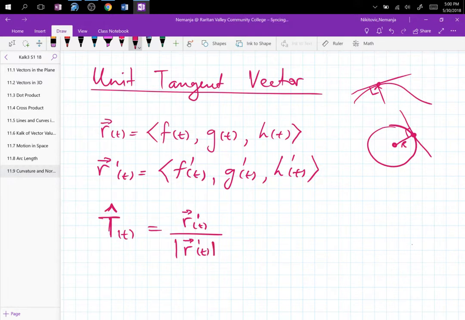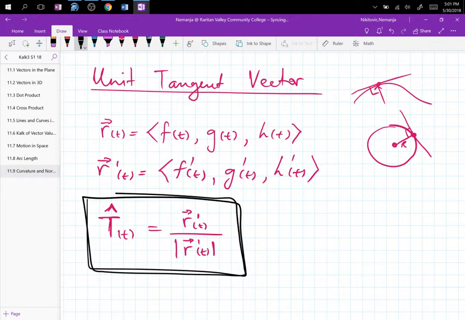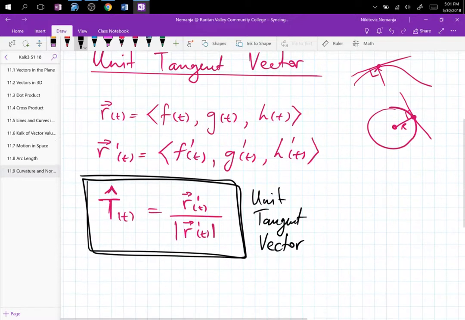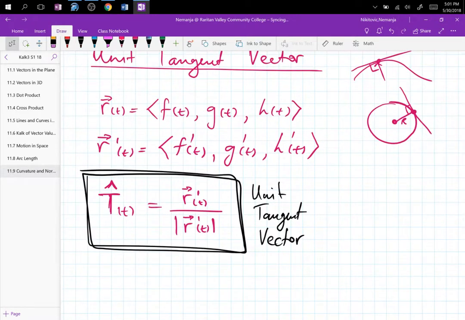Since we are dealing with vector r, which is a function of t, this over here is the unit tangent vector. Now, please observe the formula. The vector is divided by its magnitude, hence the word unit. It's the derivative, hence the tangent, and then it's a vector. So it makes sense to have these three words there.